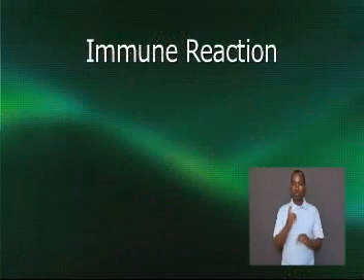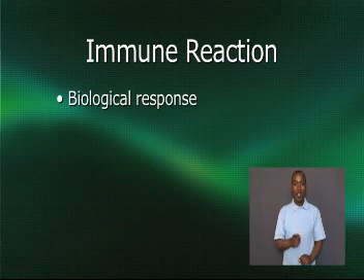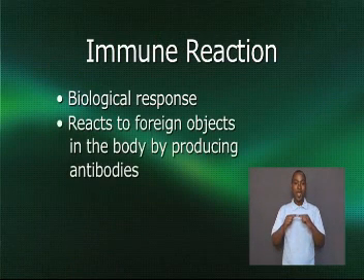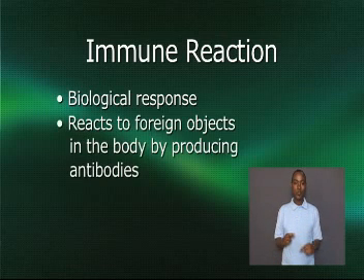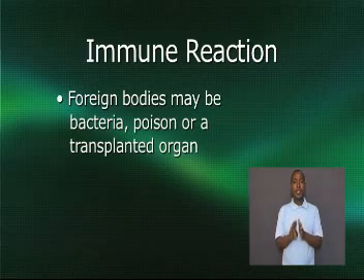Hello again, students. I wonder what your definitions were. An immune reaction is a biological response that involves the production of antibodies as a reaction to the presence of foreign bodies in the body. Foreign bodies may be bacteria, poison, or a transplanted organ. Was your answer similar to this?